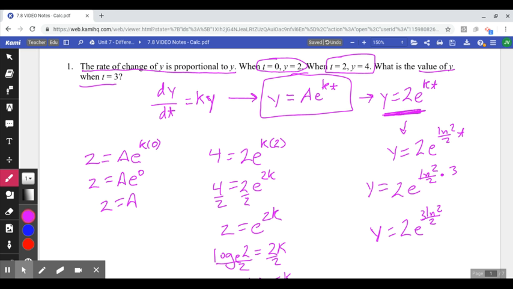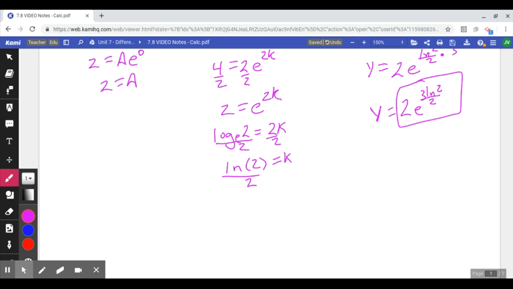And if you wanted to, you could mess with this just a little bit more. This would be an acceptable solution right here. So we're going to draw a box in there and say, okay, that's it. If you wanted to play around with this a little bit, sometimes in the multiple choice, the answers look a little bit different. So you're going to have 2 times e to the natural log of 2 power times e to the 3 halves.